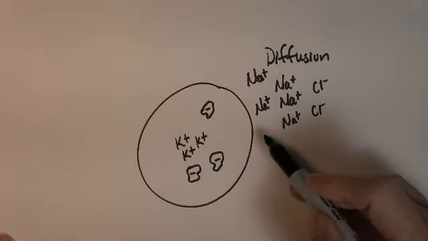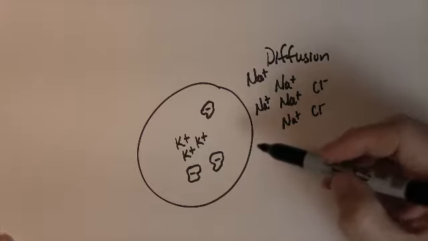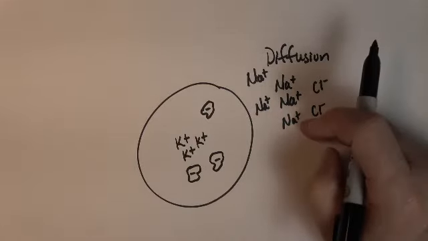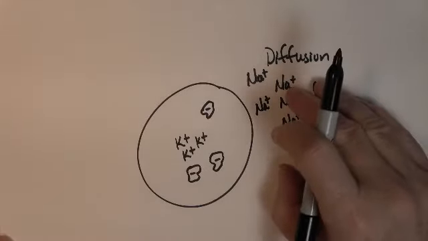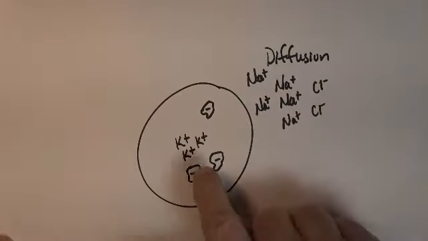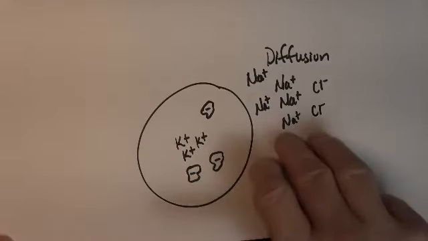Now, they cannot move because the cell membrane is selectively permeable, and it doesn't allow the sodium ions to diffuse through the cell. Now, there is some leakage, a very small amount of leakage, but it's very, very small. Now, the concentration of the potassium ions and the negative charged proteins inside the cell is high when you compare that to outside the cell.